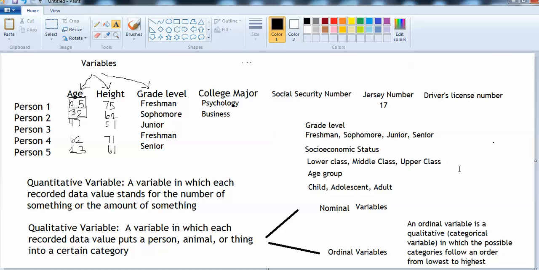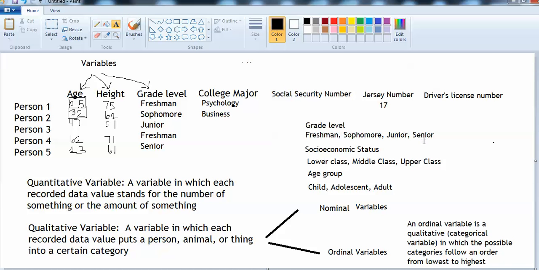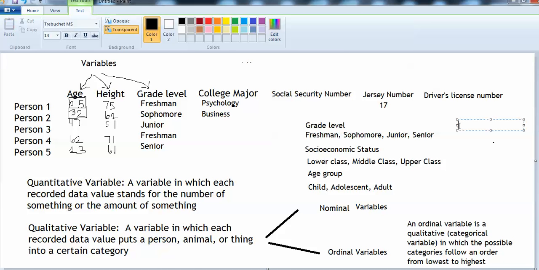But one thing you have to remember is that when a variable is ordinal, it doesn't necessarily mean that higher categories are better than lower categories. For example, you might be able to put people into categories based on where they live. Like, well, right here, it's obviously not better to be a senior than to be a freshman. So let's see right here.